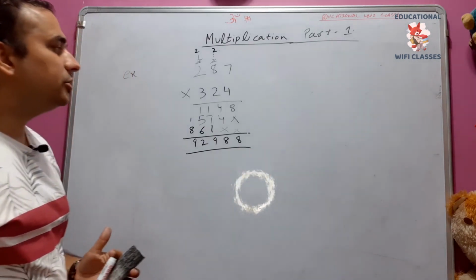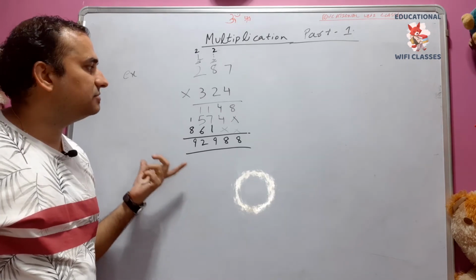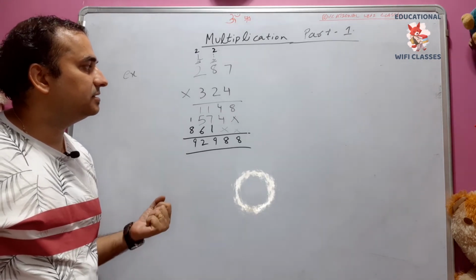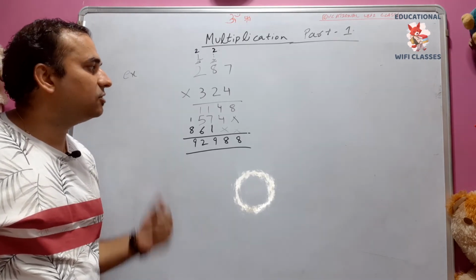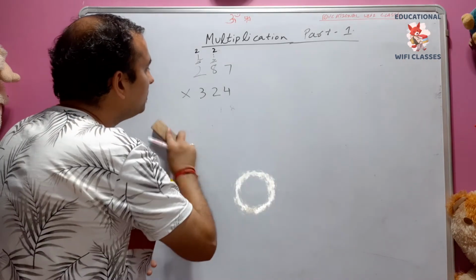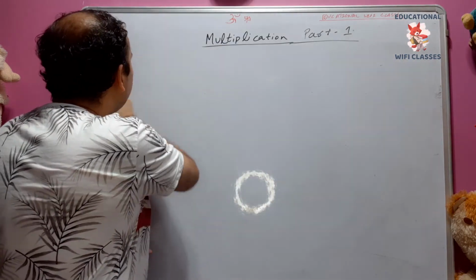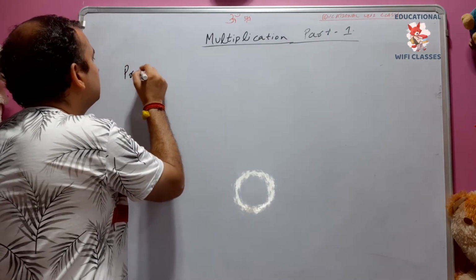This is the way you are going to multiply, whether it's a double digit number or a triple digit number, all the numbers you are going to multiply the same way. Okay, you just need to get the concept. Once you get the concept clear, you will get all the things clear. Now we go to the properties of multiplication.